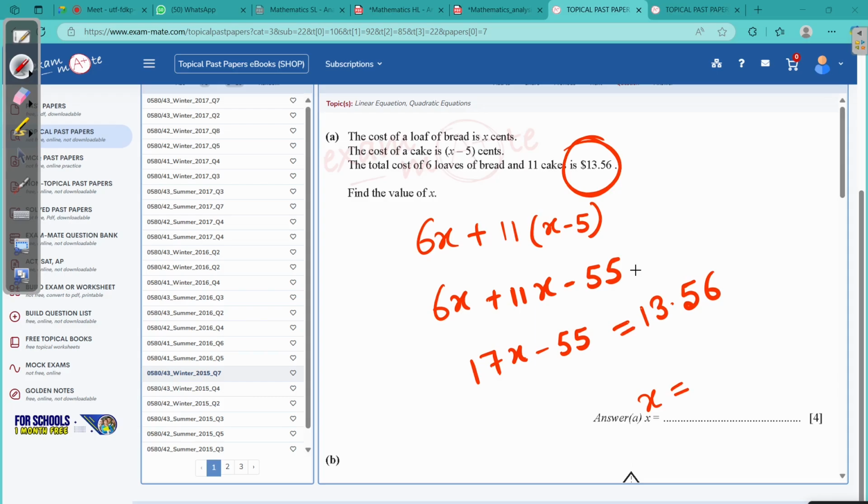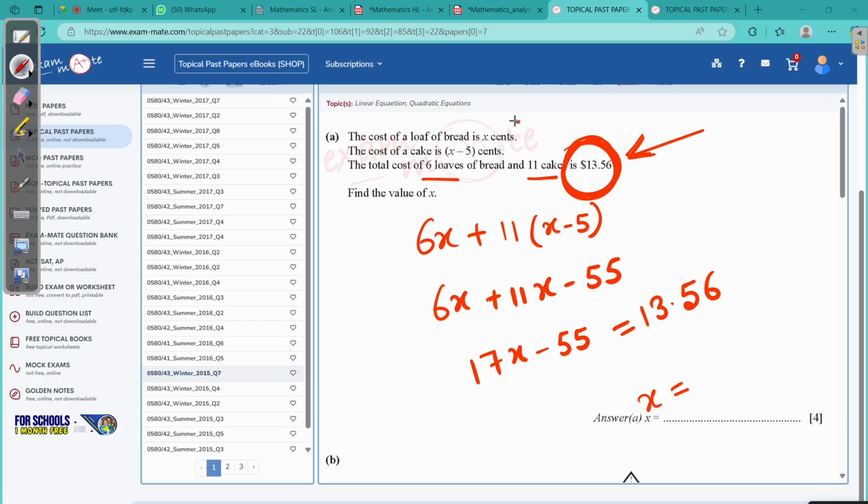Yeah, but wait. No, I don't think I did anything wrong here. So what is the total cost of 6 loaves and 11 cakes? Can you tell me? Please read it. What is it? 6x plus... No, tell me this amount. Please read it loudly.